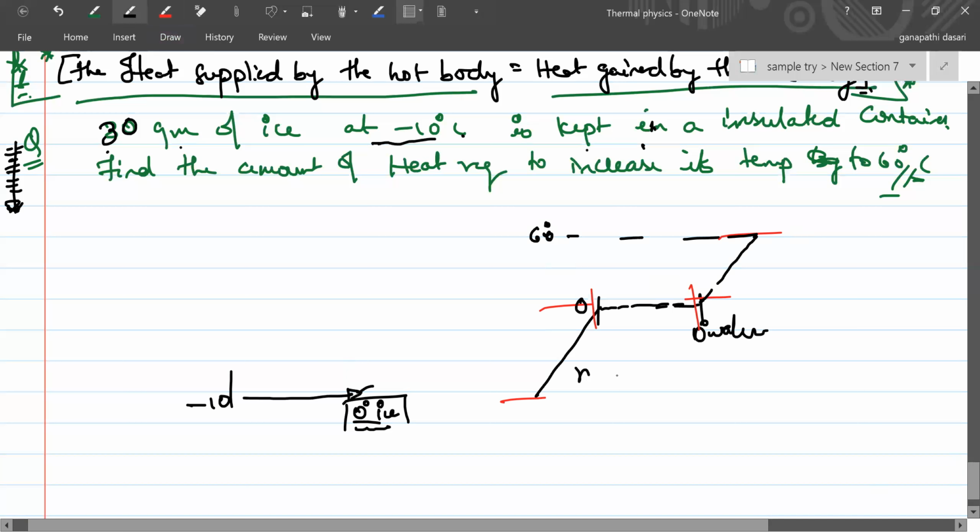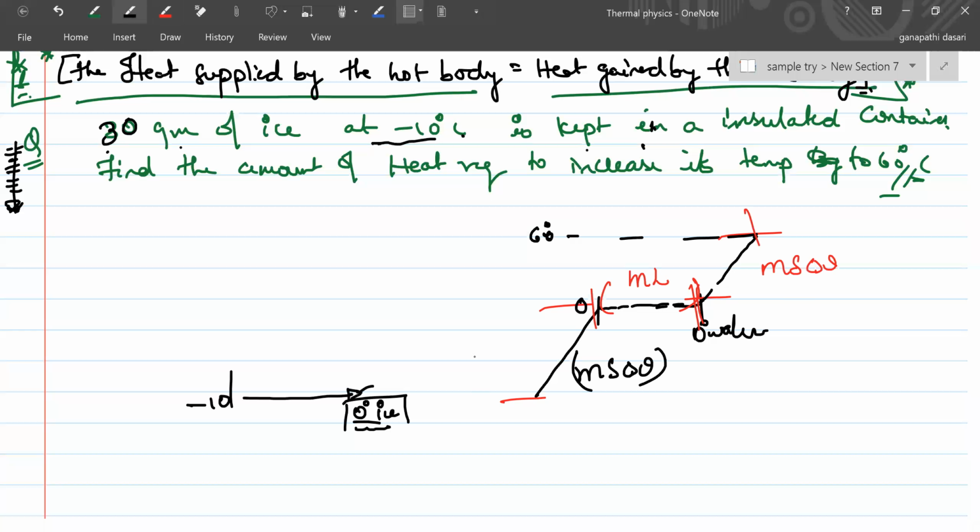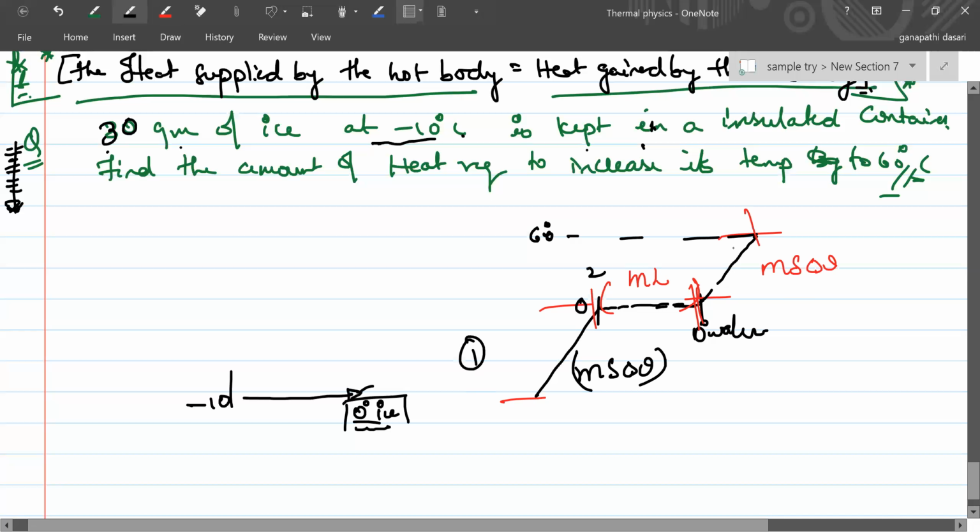This stage is a temperature rise kind of case, where we will use m s delta theta formula. This stage is the phase transformation phase, and there we will use mL. This is again a temperature rise, m s delta T. Now the formula is stage 1, stage 2, stage 3.